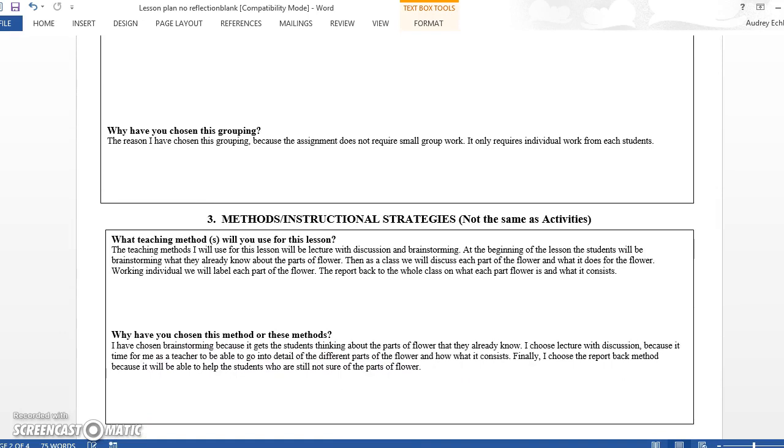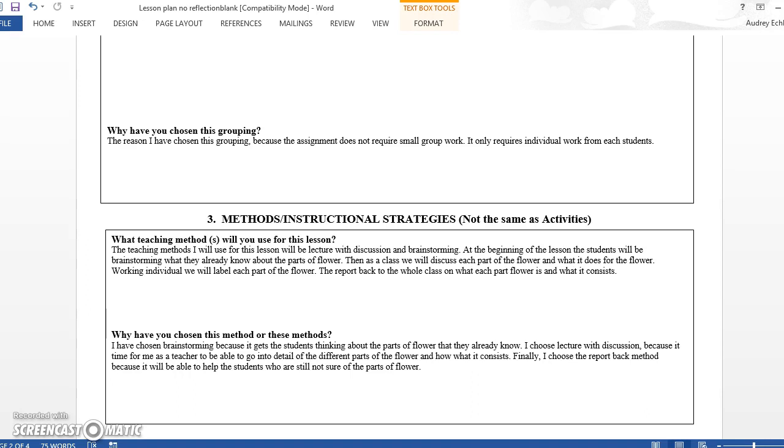And the methods or instructional strategies that I will be using during the lesson, the teaching methods I will use for this lesson is lecture with discussion and also brainstorming. At the beginning of the lesson, I would have the students be brainstorming on what they already know about a flower and just kind of lead into it. And then during the class session, I will discuss each part of the flower.